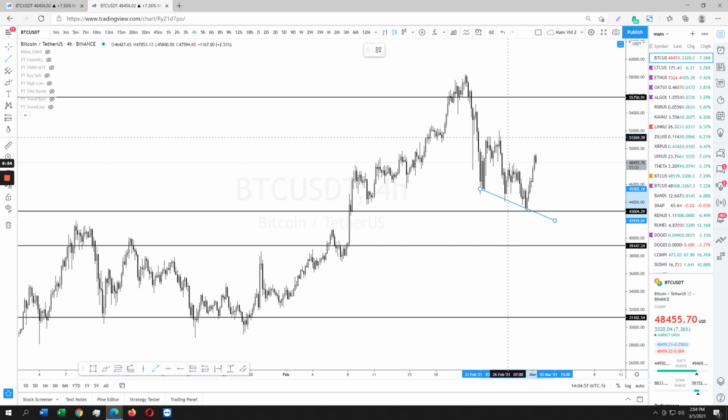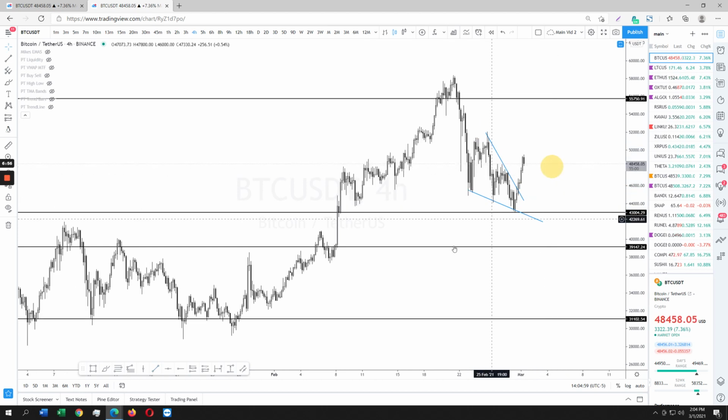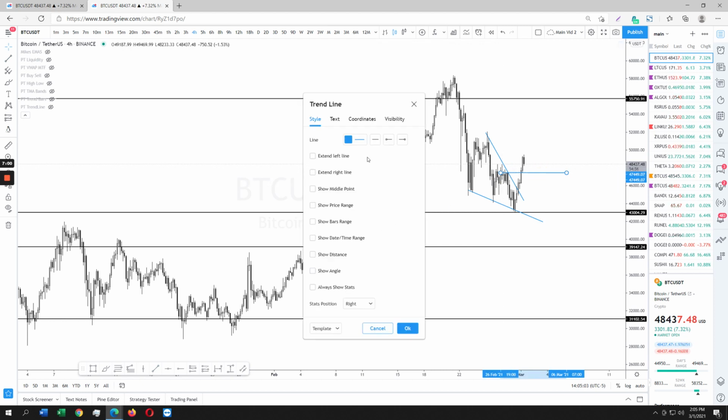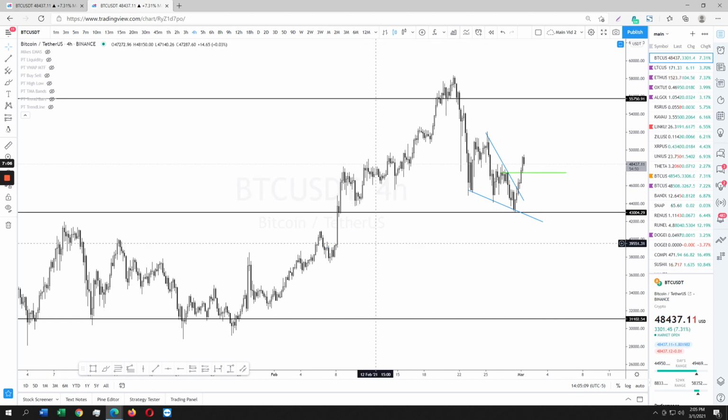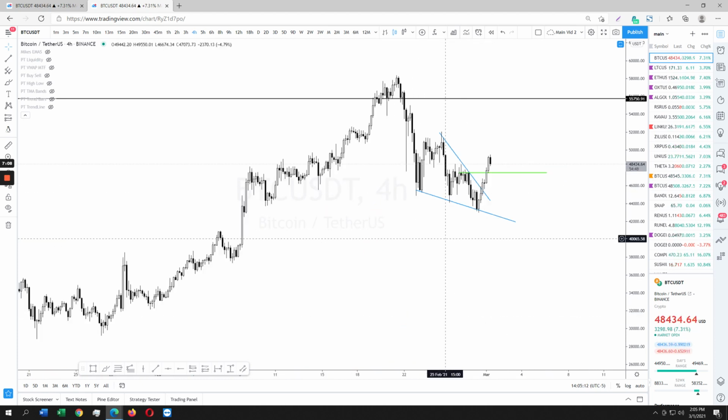3-drive pattern. Wedge broke out. This is your higher high in the microstructure, the pink. So now you're officially green. You're officially bullish above this. And let's get rid of this because we don't need this. Get rid of this from this. So this is what you're playing with now.